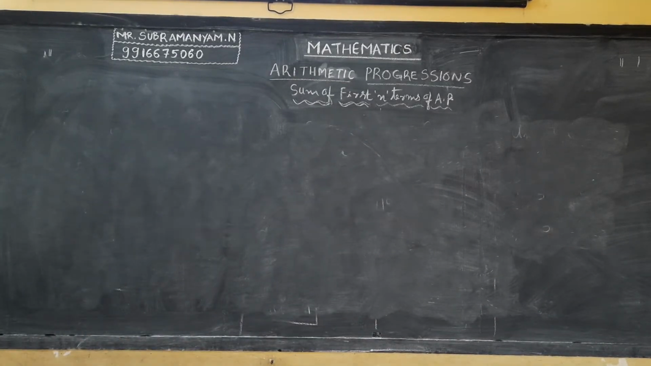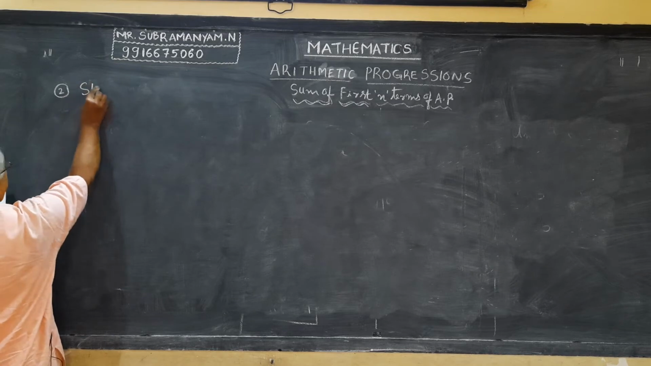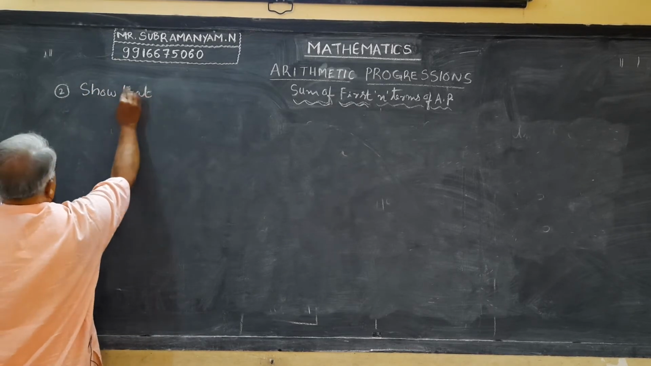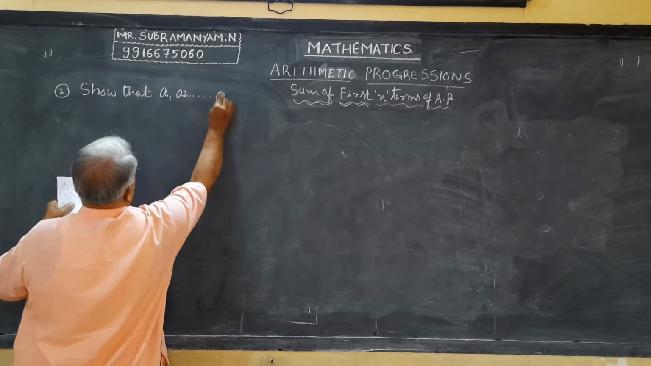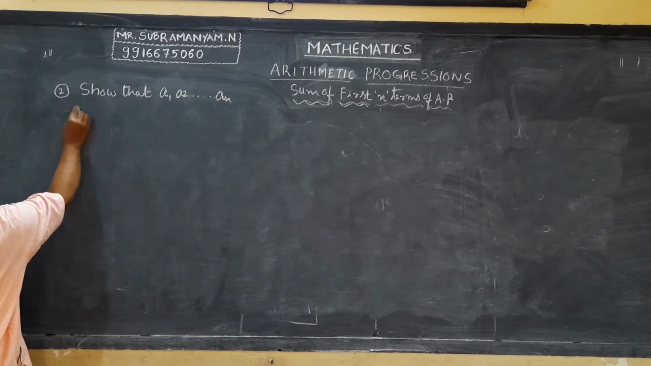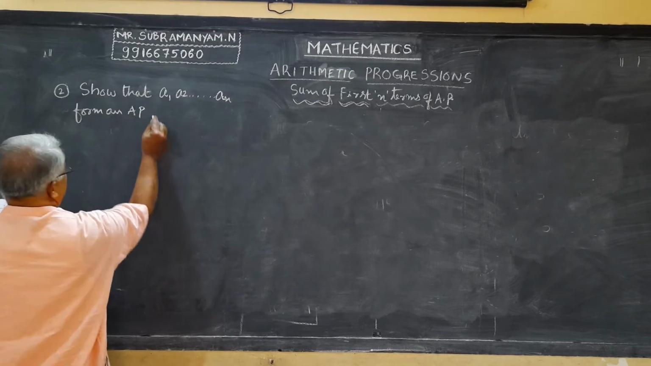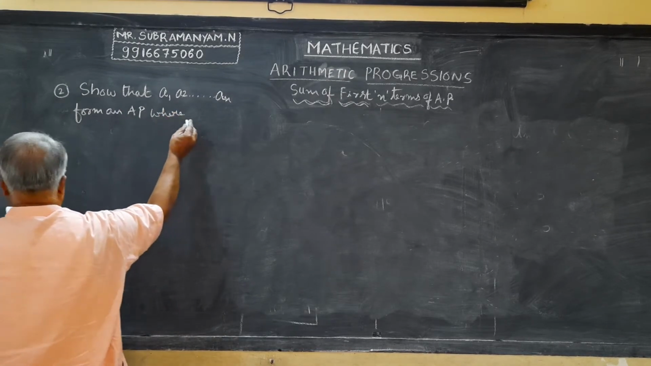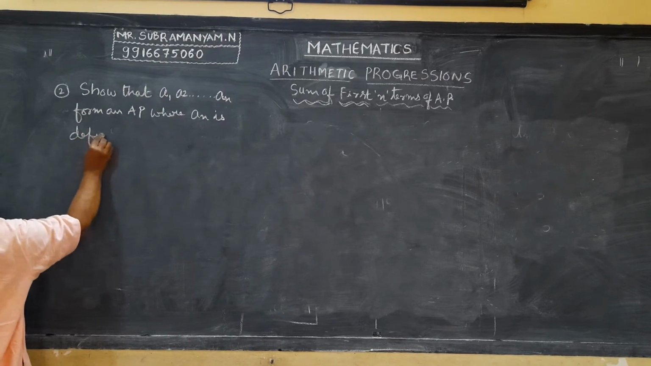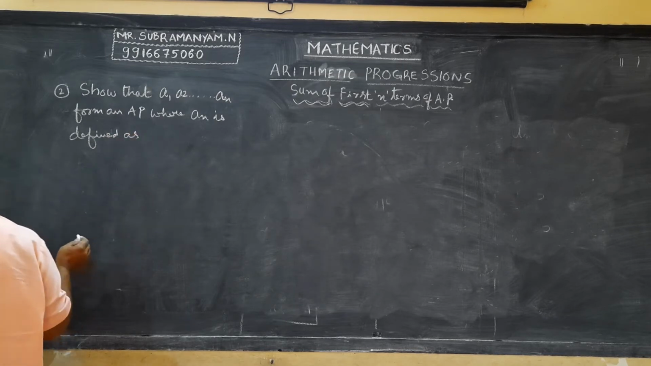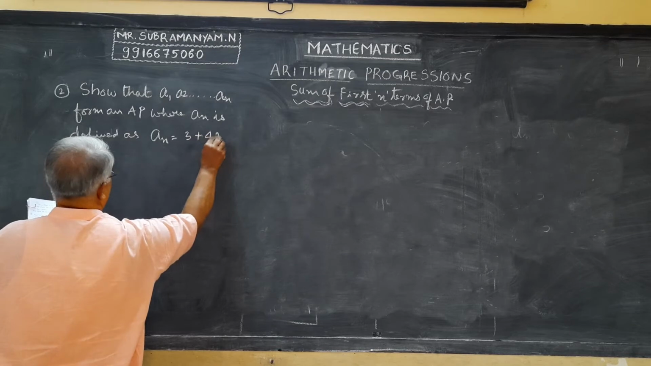Okay. Now, second problem. Show that A1, A2, etc., AN form an AP, where AN is defined as AN equal to 3 plus 4n.